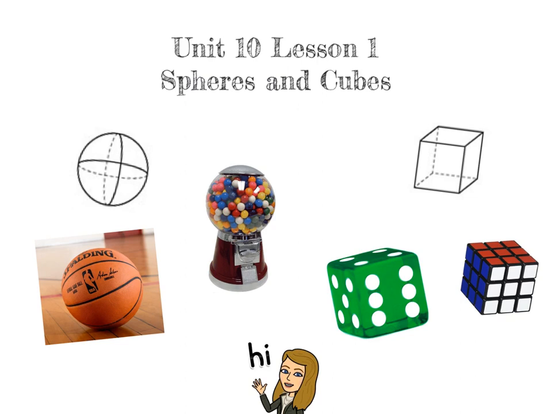Today we'll be learning about the 3D figures, spheres, and cubes. Now, when figures are 3D, that means that they are three-dimensional, so they are not flat figures. These are figures that we see in our everyday lives. Some real-life examples of spheres are a basketball and gumballs. Some real-life examples of a cube, which is made up of square faces, are a die and a Rubik's Cube. Can you think of any other real-life examples?